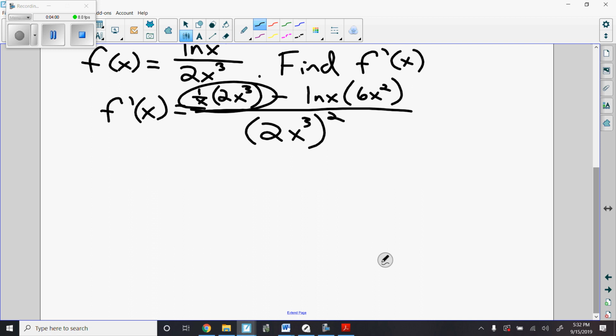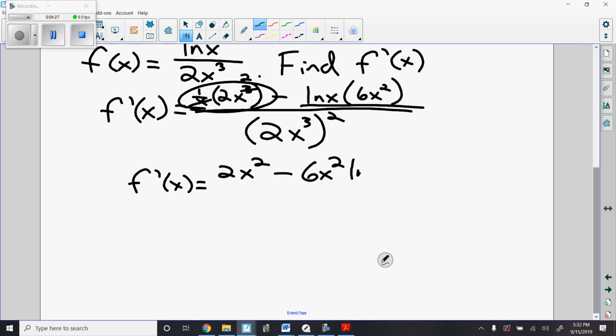First thing, when I look here, 1 over x times 2x cubed makes 2x cubed over x. What's going to happen is this x is going to cancel out with one of the three x's that we have on top to make 2x squared. I can't simplify anything over here other than I'm just going to write 6x squared ln x. I'm going to write my polynomial first and my natural log second.